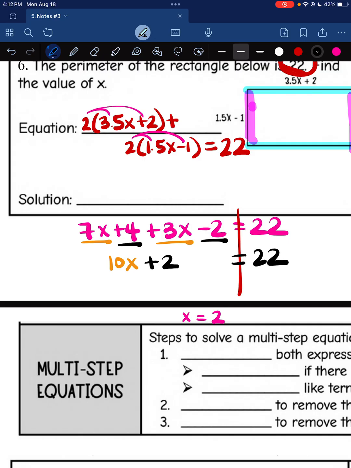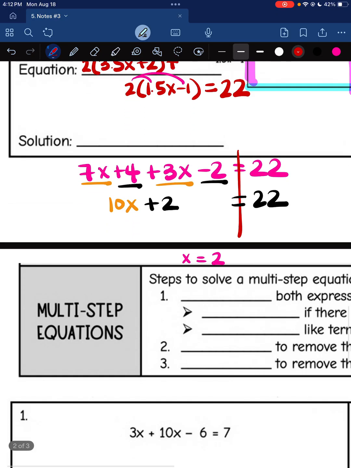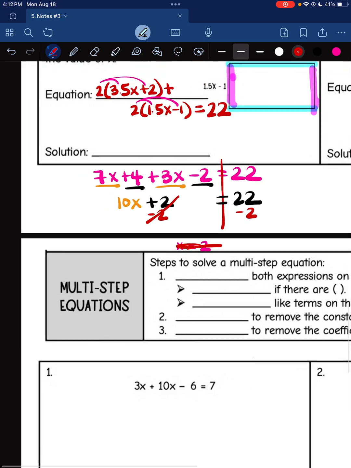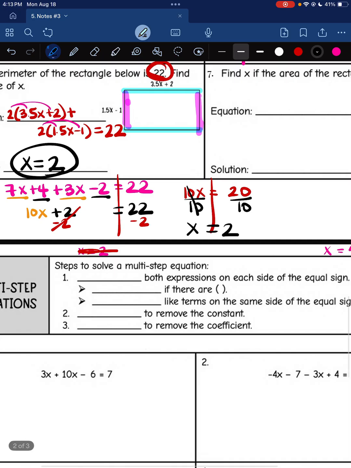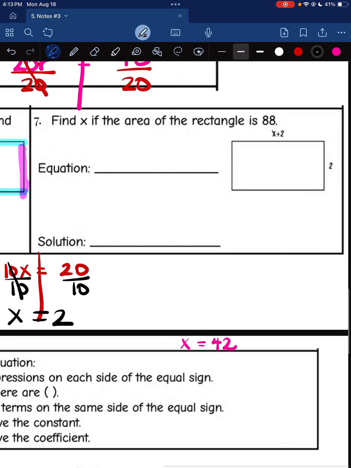Step 3 is, and I have the answer at the bottom already, but step 3 is add or subtract, so we can do minus 2. So I have, I don't have space, so let me come to the side. So I have 10x is equal to 20. And then fourth step is multiply or divide. So the answer, x is equal to 2. That's the solution. Number 7, we're looking for area.